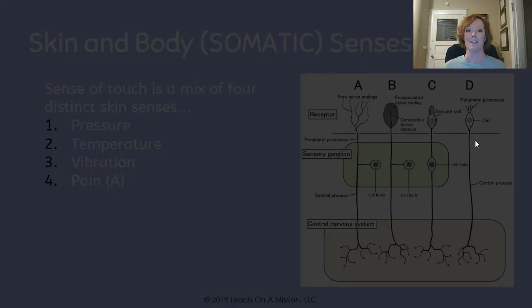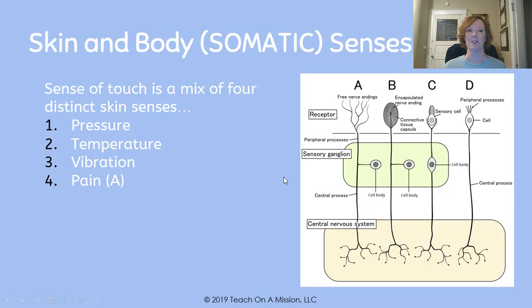Okay, body senses. Skin and body or somatic senses. Sense of touch is a mix of 4 distinct skin senses. So these are the senses that we can actually pick up with our skin: pressure, temperature, vibration, and pain. So you can see that pain is labeled as A. This is the pain receptor in our skin. This is an illustration of how the different skin senses actually make their way to the central nervous system.